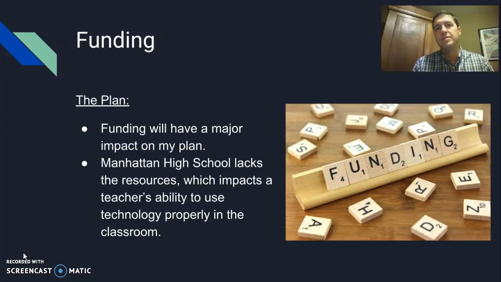And one of the main reasons why technology is a struggle at our school is the funding and the ability for us to have one-to-one technology for students. It's starting in 5th and 6th grade, and it's slowly going to work its way up. And so I teach 11th grade, so we have a little while. Manhattan High School also kind of just lacks the resources to have quality internet that's reliable, computers that work, so those kind of things can get in the way.